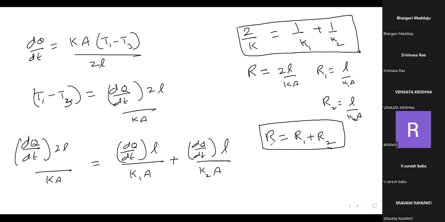But especially this is very important: R equals R1 plus R2. Okay, these equations you should know. The main point is that the rate of heat flow is constant. That is the main point in the series combination. Based on that, we can solve any problems. Now, for example, I'll discuss one problem.